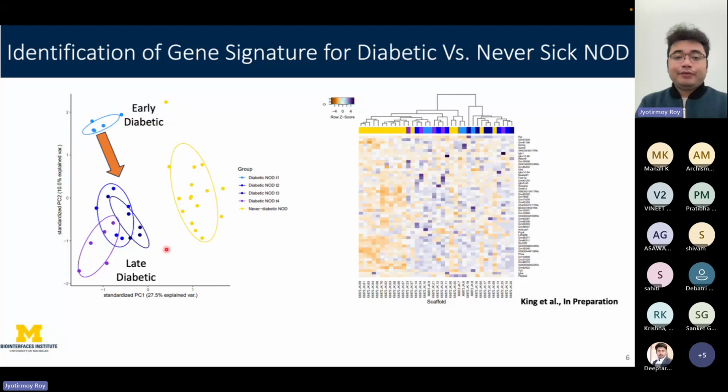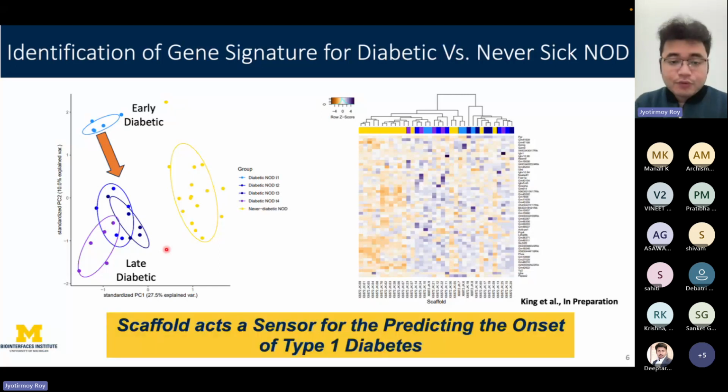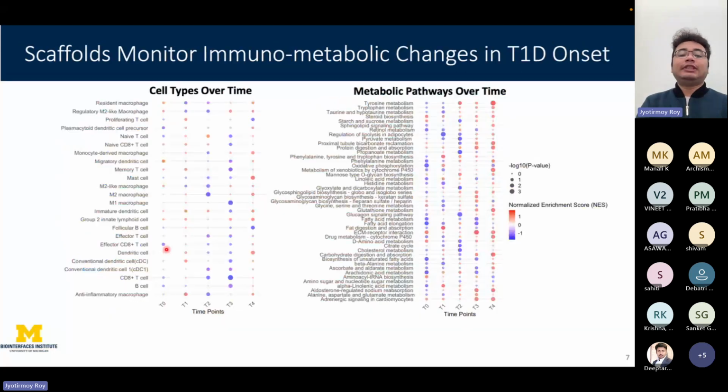So this is where we currently are, and this proves that scaffolds can act as sensors for predicting the onset of T1D. And this was followed by some GSEA analysis both on the cell type side of things and the metabolic pathway side of things, where we wanted to see what are the cell types which are changing over time in these scaffolds based on these gene signatures, and also what are the metabolic pathways which were showing changes over time. So we took this bulk RNA sequencing data from the mouse which is progressing to diabetes versus the mouse which is not progressing to diabetes and remaining healthy throughout.